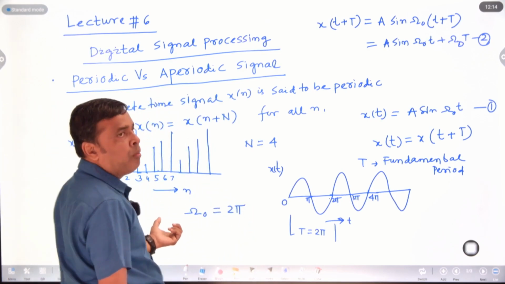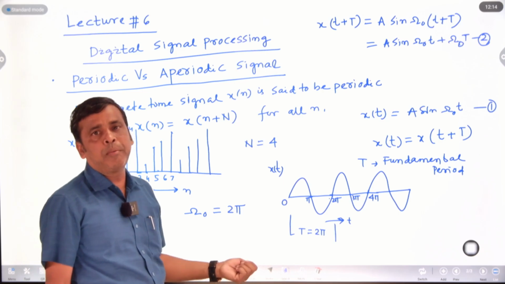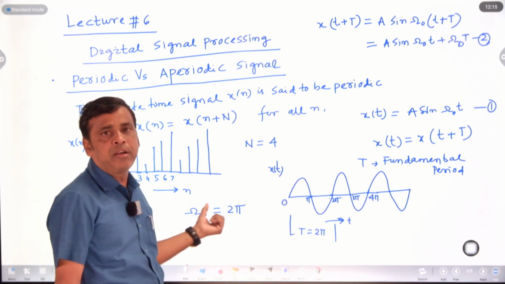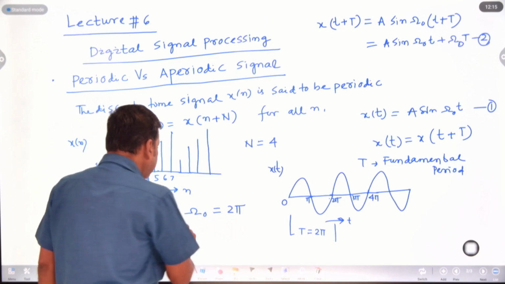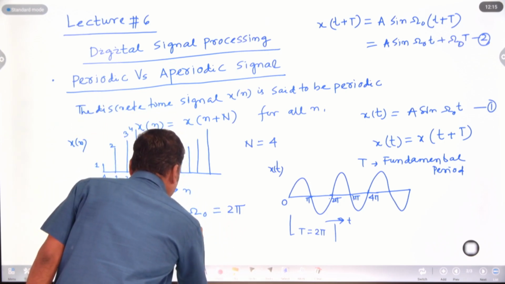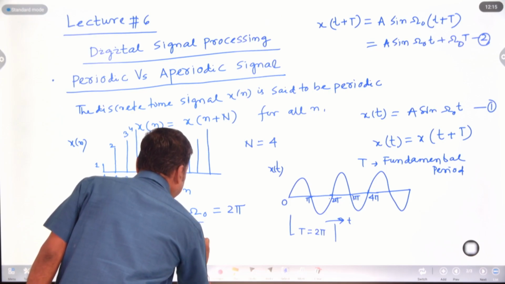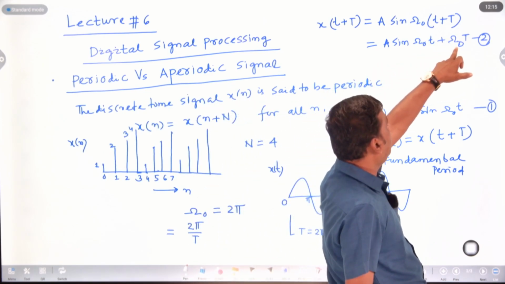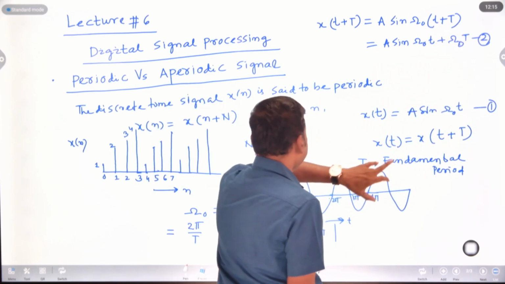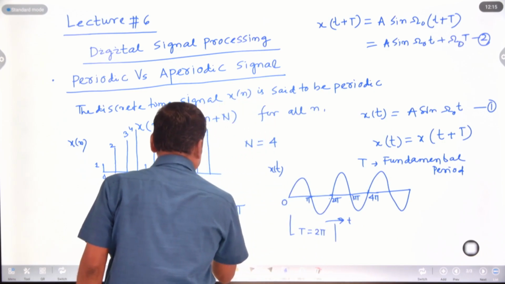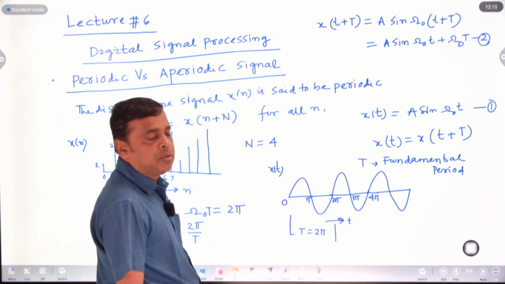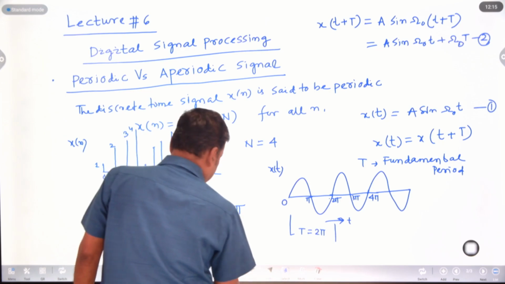Omega equal to 2 pi f, where f equal to 1 by T, f is the frequency and T is the time period. So if you express omega in terms of time period, the omega value is 2 pi by capital T. Omega 0 capital T equal to 2 pi, and the T value is 2 pi by omega 0. T equal to 2 pi by omega 0.